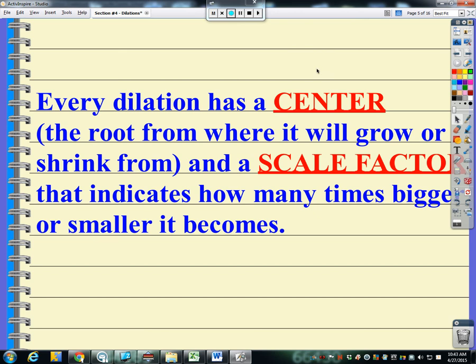All right, thanks, dilator. Every dilation has a center, and think of the center as the root from where it will grow or shrink from. It doesn't actually have to be on the shape to grow or shrink from, but it's kind of like a focal point. If you know anything about drawing perspective, you have to have a focal point where everything kind of draws to. That's the same thing as a dilation. And we have to have a scale factor that indicates how many times bigger or smaller dilator will become.